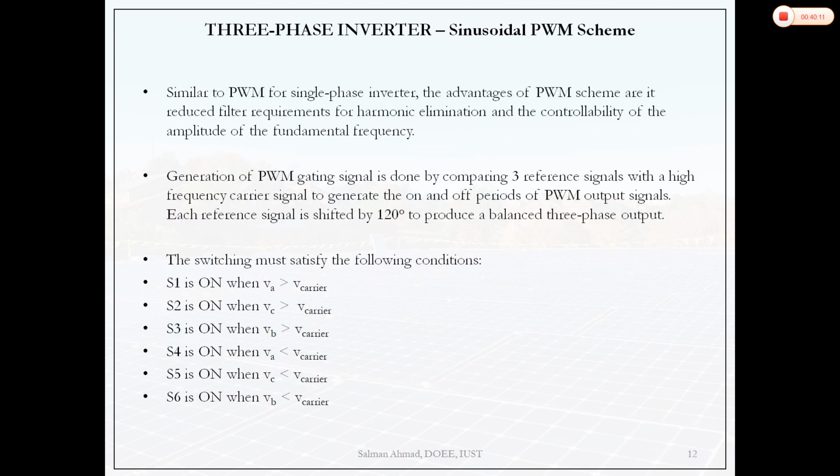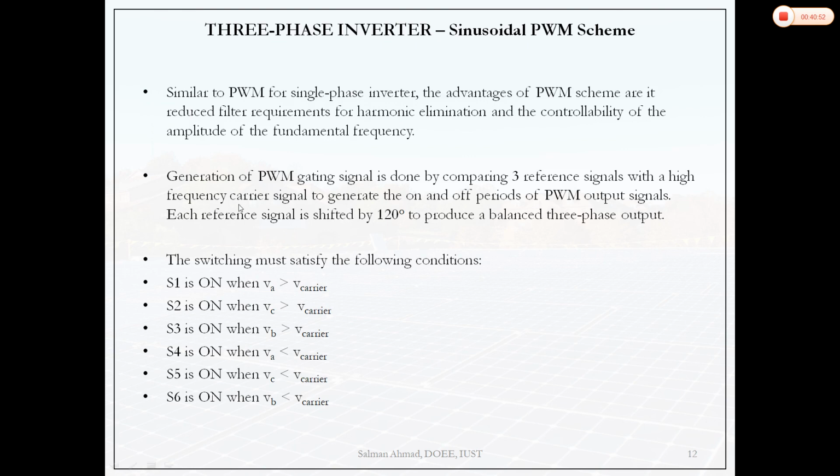Like in a single phase inverter, for a three phase inverter we can again design for the pulse width modulation technique. Here, instead of one reference signal, you will require three reference signals, for VAN, VBN and VCN. They are shifted by 120 degrees, so we have three sinusoidal reference signals shifted by 120 degrees. Then they are compared with a triangular carrier of high frequency. Based on the logic, we can give the gate pulses to the switches.